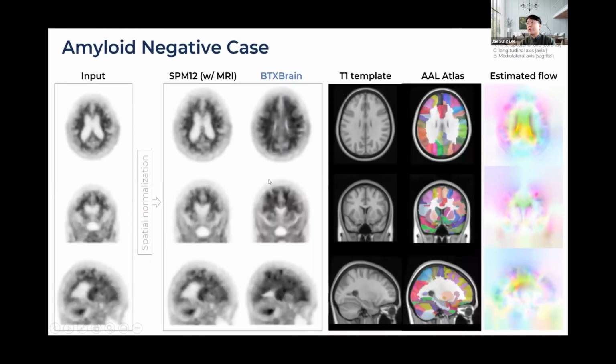This slide shows the result of spatial normalization performed using SPM 12 with MRI and BTXBrain without MRI. This is an amyloid negative case. In this case, the ventricle of the patient was quite big. So the SPM 12 couldn't deal with this large ventricle of the patient when we compare this spatially normalized image with the T1 MRI template. But as you can see here, BTXBrain provides a very accurate result of spatial normalization.